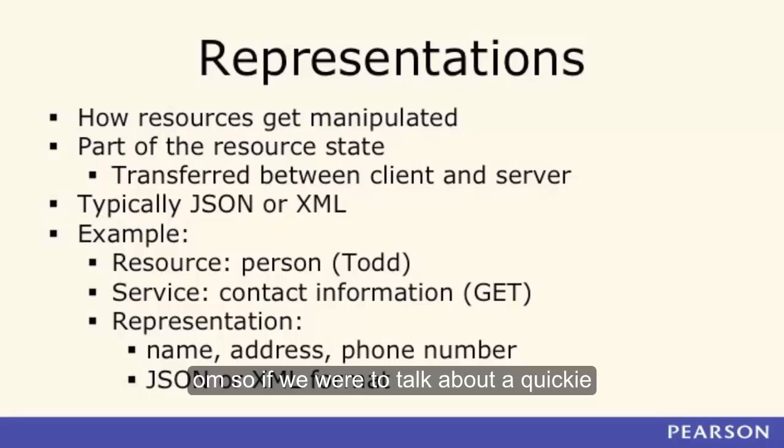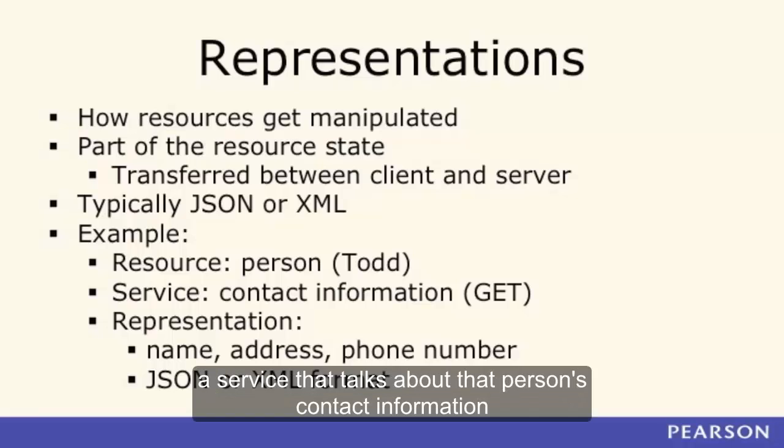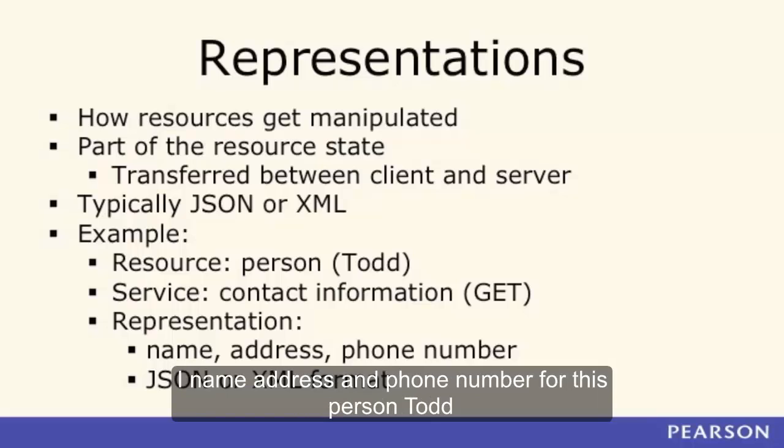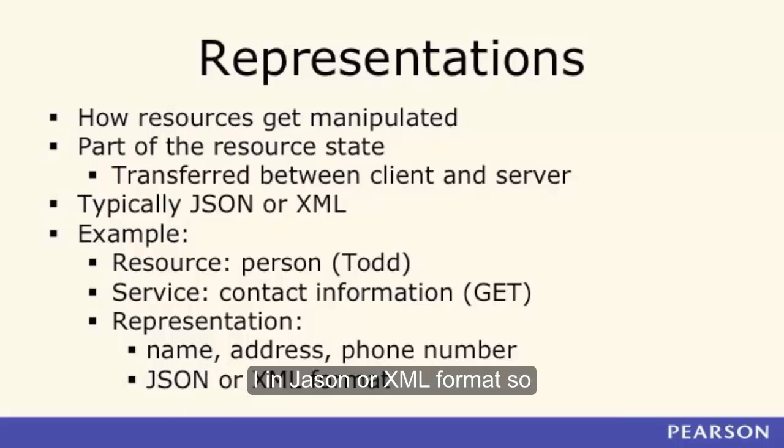So if we were to talk about a quick example, if we had a person resource, Todd, say me, we might have a service that talks about that person's contact information, and to retrieve that we would use the HTTP verb GET, and the representation that we would get back might be name, address, and phone number for this person, Todd, in JSON or XML format. So tiny little pieces of information.